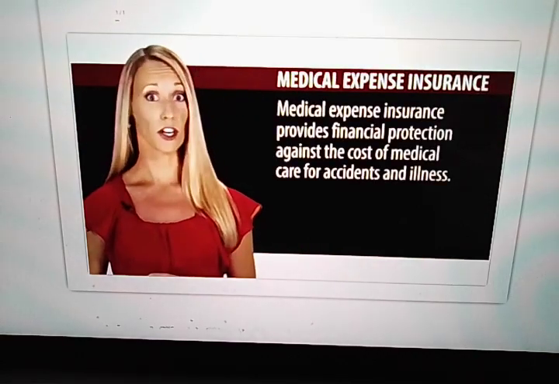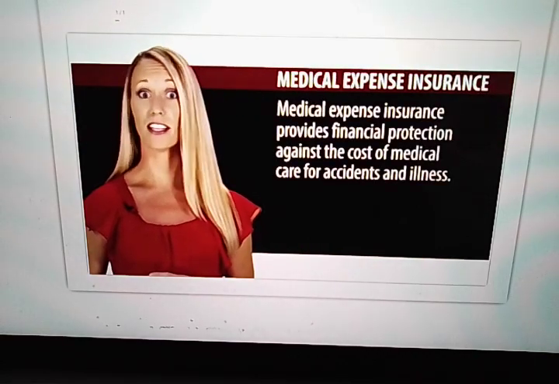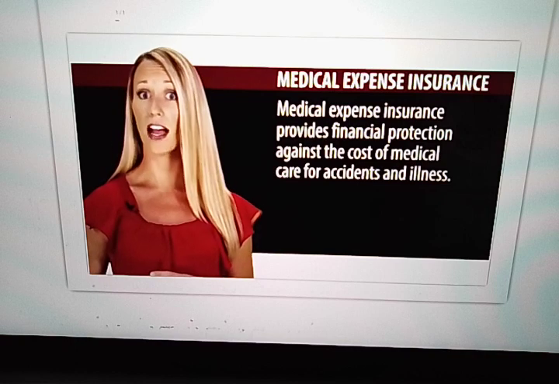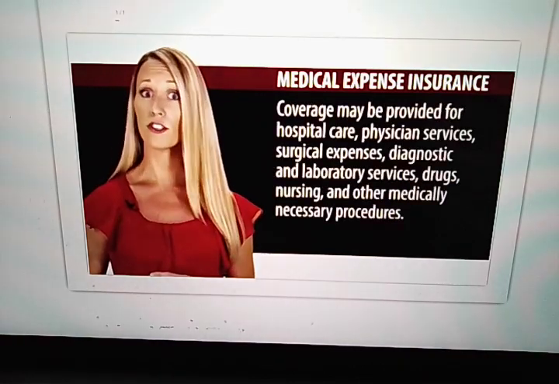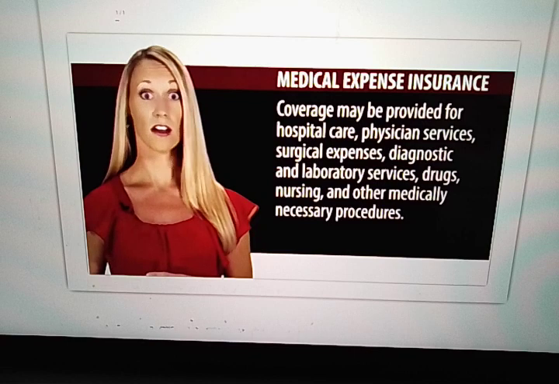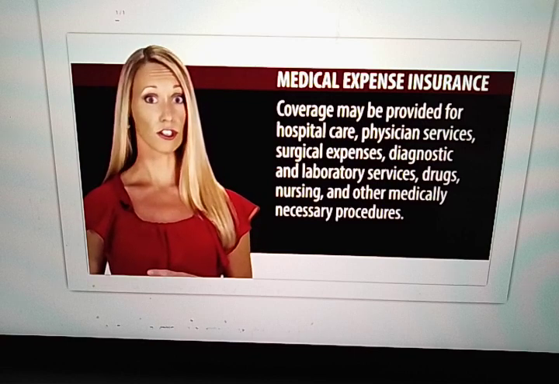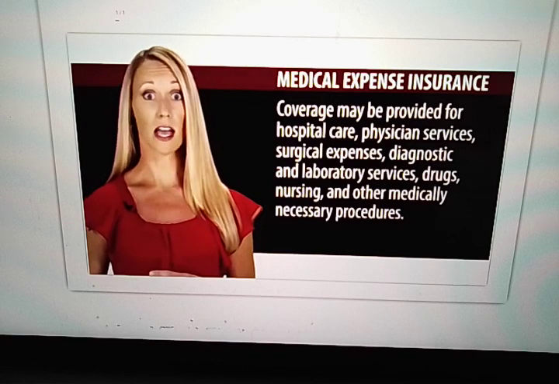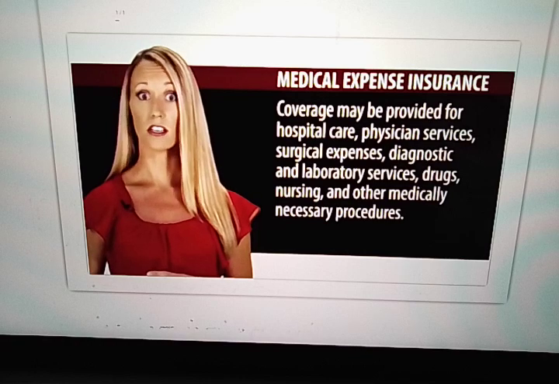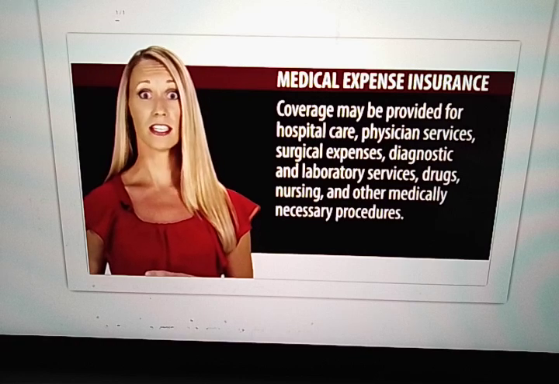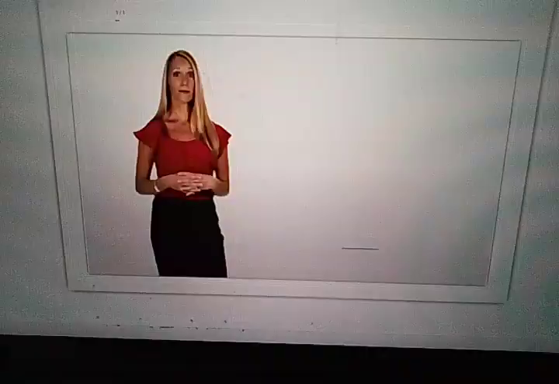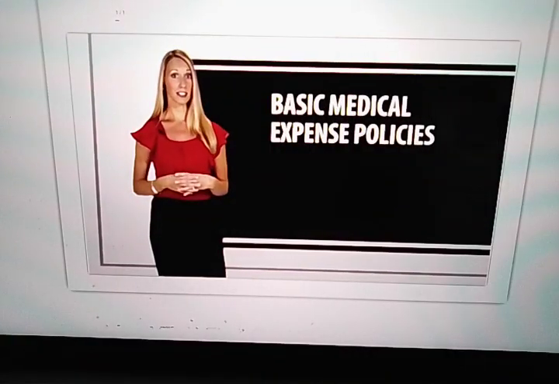Medical expense insurance. Medical expense insurance provides financial protection against the cost of medical care for accidents and illness. Coverage may be provided for hospital care, physician services, surgical expenses, diagnostic and laboratory services, drugs, nursing, and other medically necessary procedures.